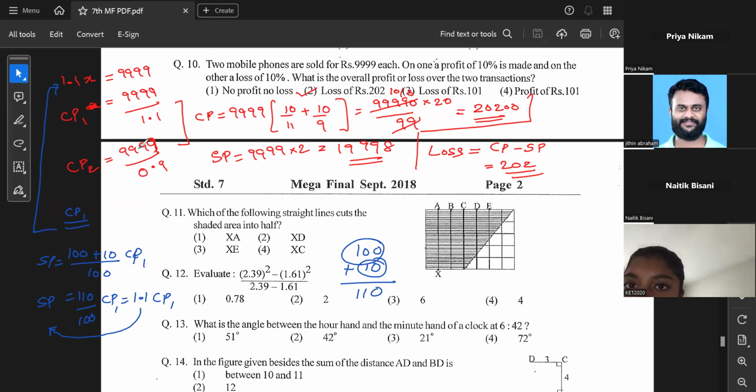The same logic was applied for this also. In the second case, what did I get? CP2, loss, you did minus.